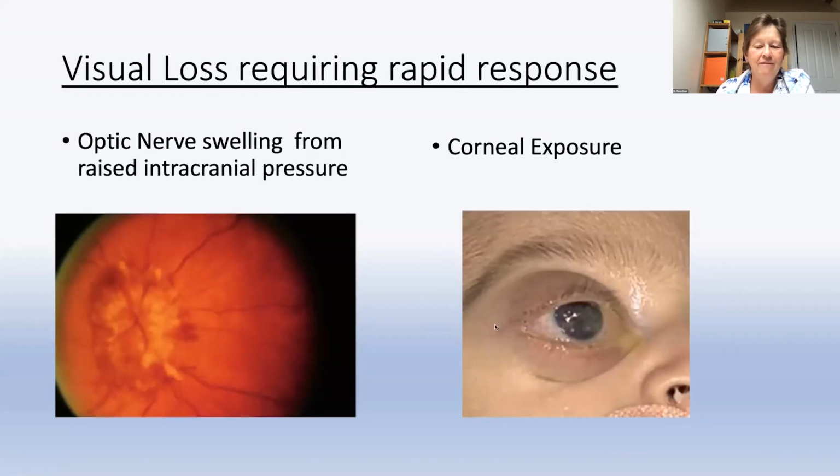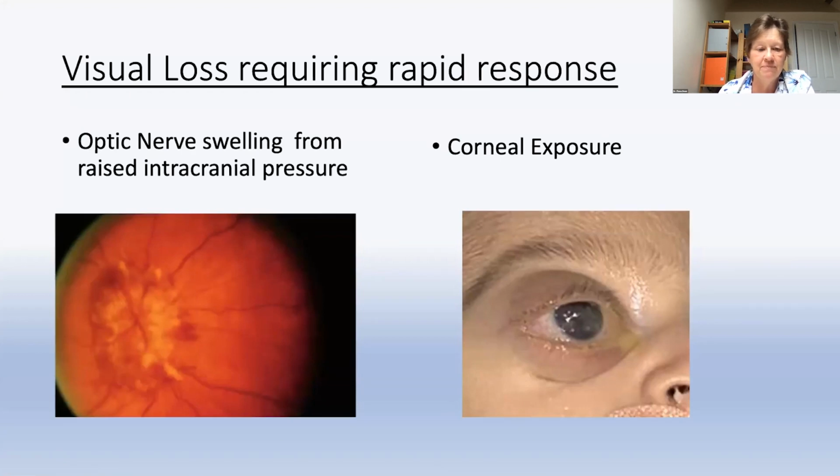So we have a couple of things that we really have to, as pediatric ophthalmologists, concentrate on in these children. And the first is optic nerve swelling from the raised intracranial pressure. Because the sutures fuse early and the brain is still trying to grow, there's no room in the calvarium for the growing brain. And as a consequence, the intraocular pressure rises, giving, of course, the typical signs of papilledema.